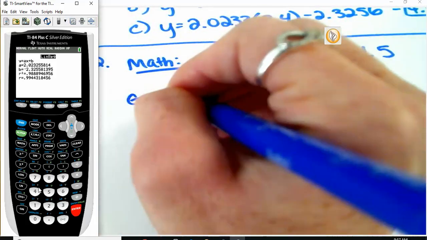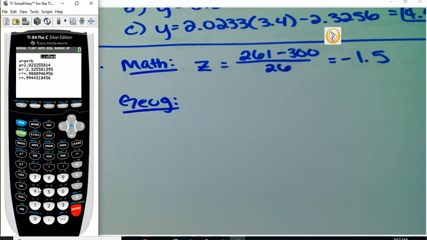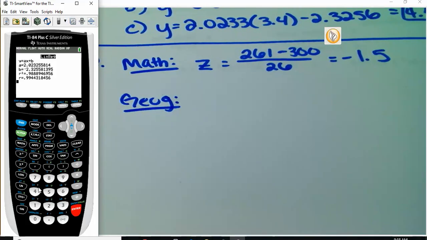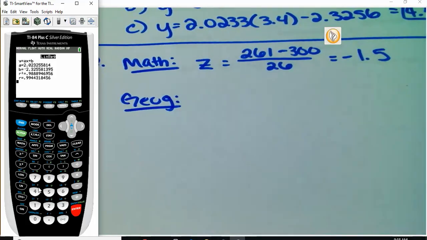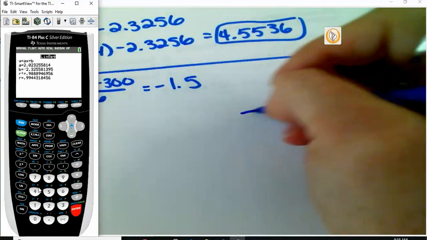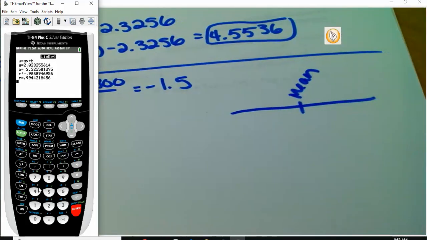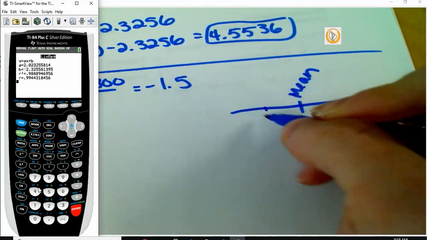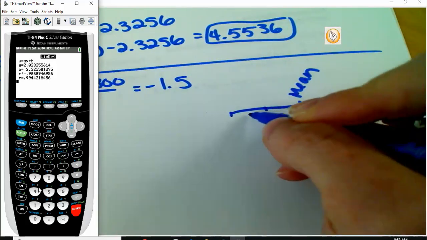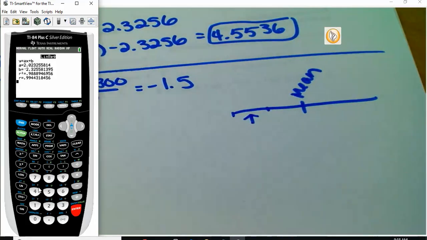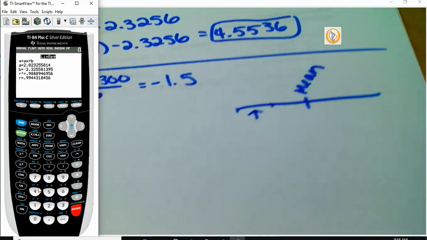Why is it a negative? What does that tell us? Below average. 0 would indicate you were right on average. A positive tells you you're above that, and a negative tells you you're below. A z-score is like standard deviations from the mean. So the center, that represents your mean. If this were 1 standard deviation, you're down here. You're 1.5 standard deviations below the mean.